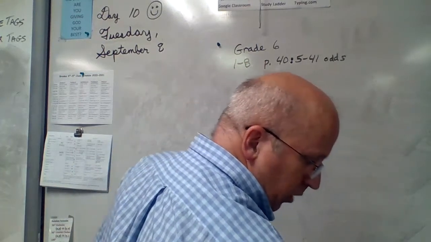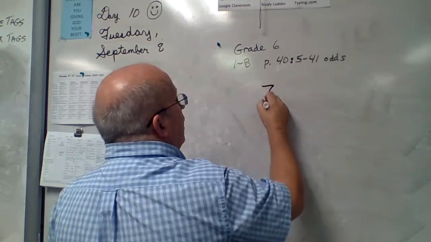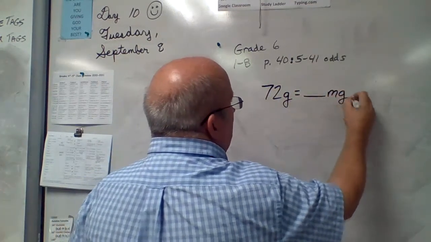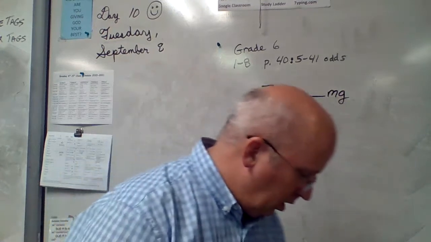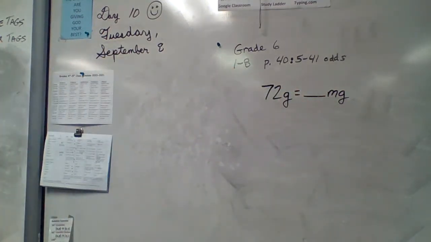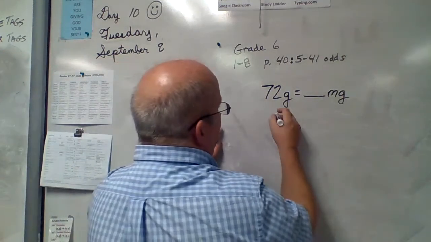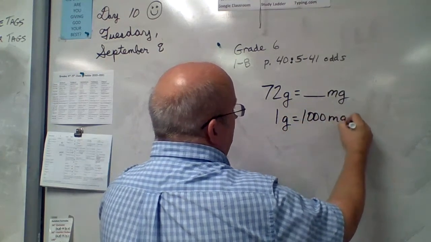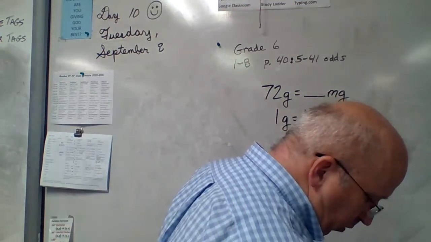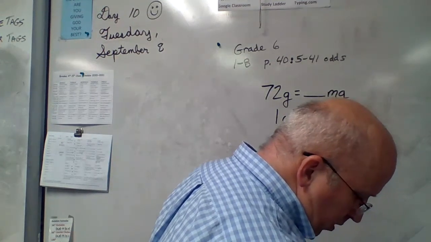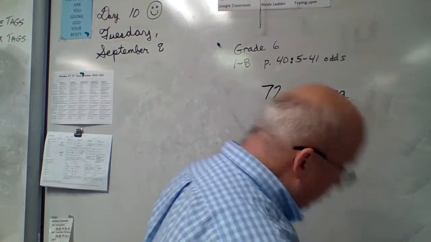What about 72 grams? And what if I want to change it into an amount of milligrams? Look for the relationship on the bottom of page 39. Grams and milligrams. What's the relationship? Well, if you look carefully, it says that 1 gram equals 1,000 milligrams. Where is that? 1 gram, 1,000 milligrams. It's on the left side, about the fifth one down, I guess, right?